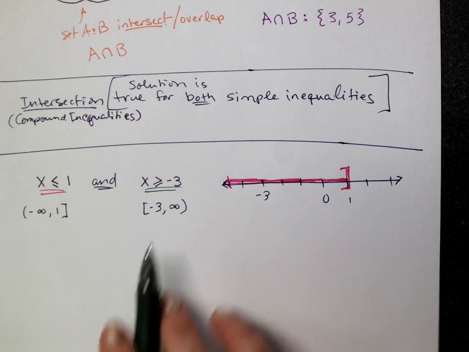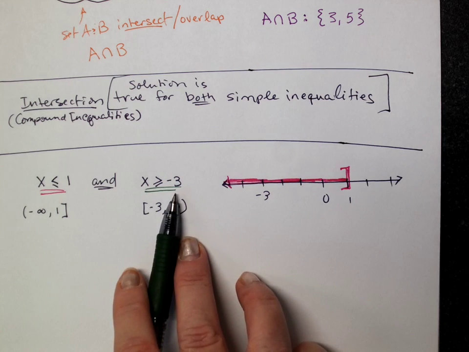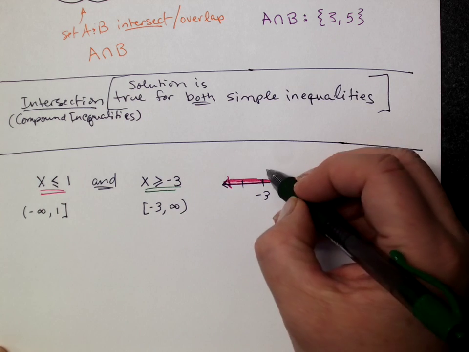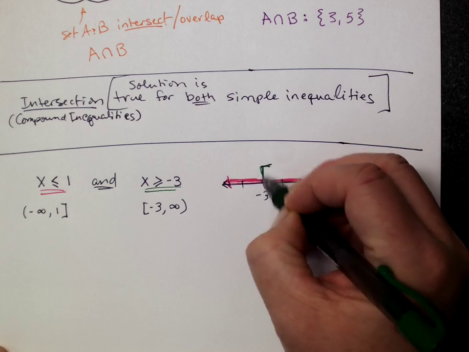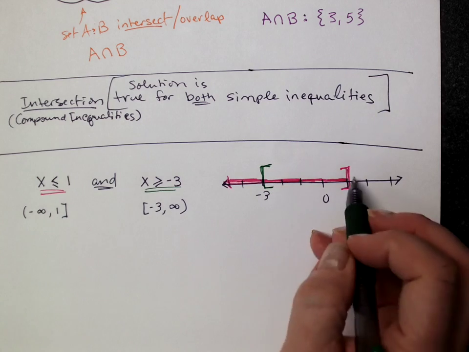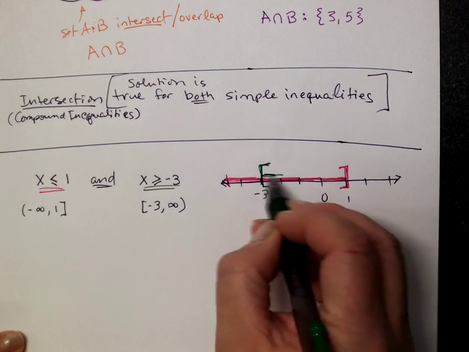And so we're starting at the boundary point of -3, and are we going up or down the number line? Up. So we'll start at -3, so our bracket, and it is included, so we use a bracket, and it's pointing that way, and it is going up the number line.